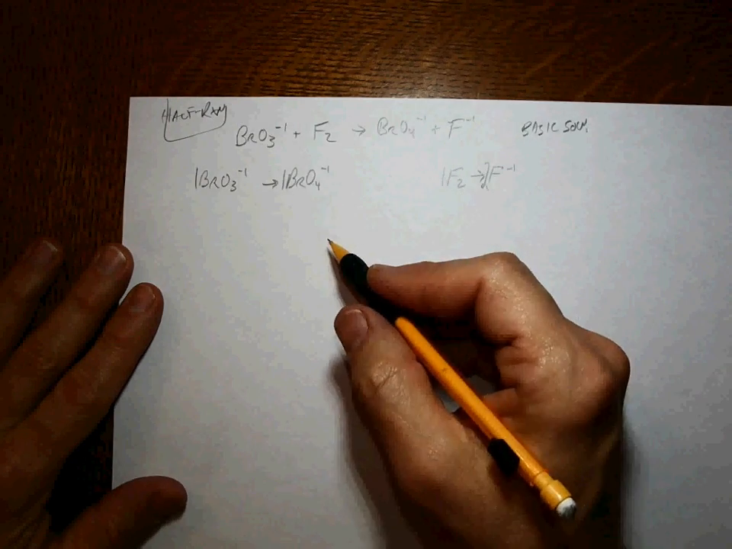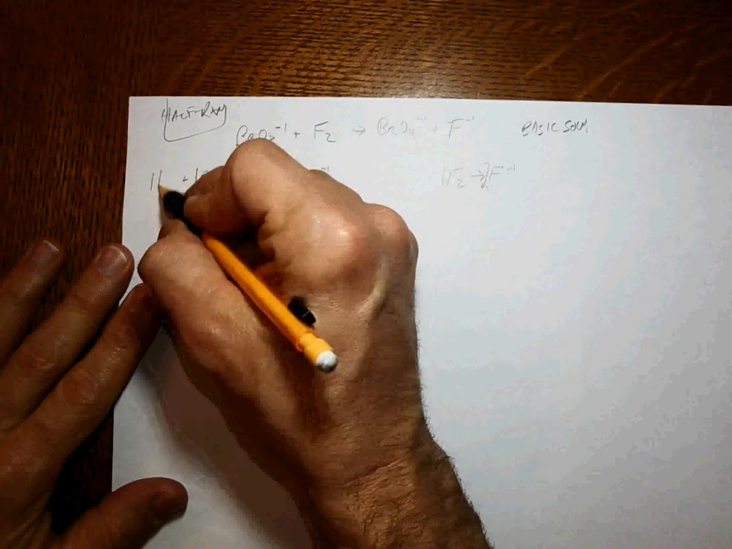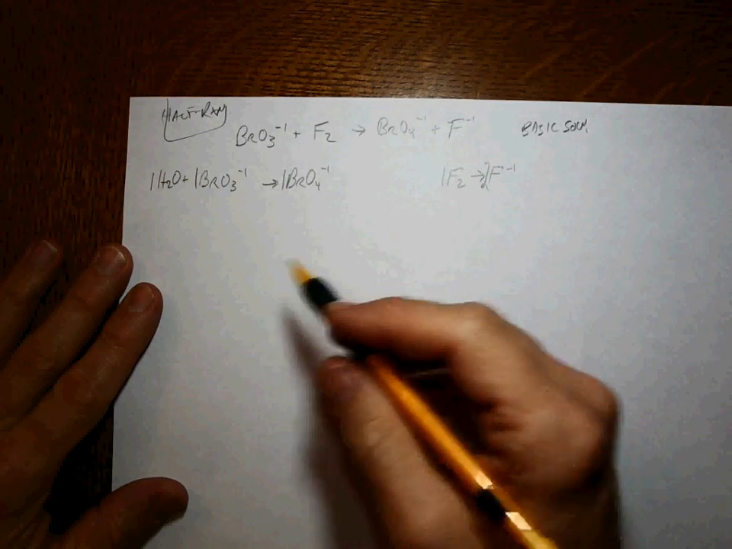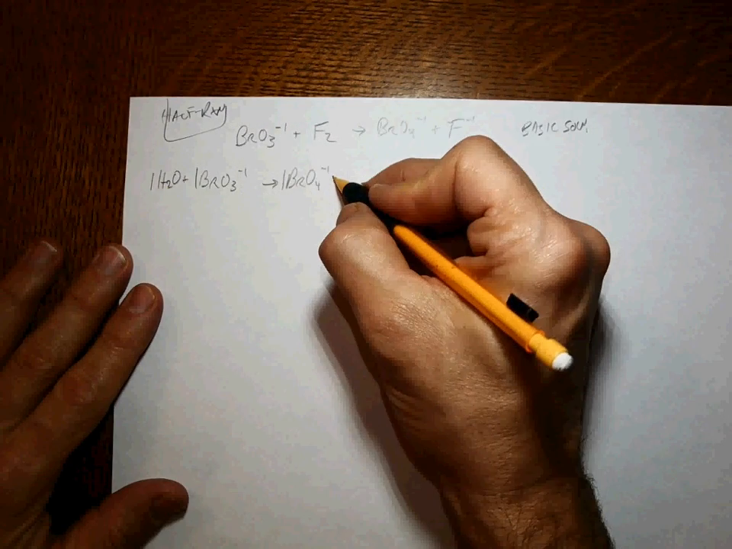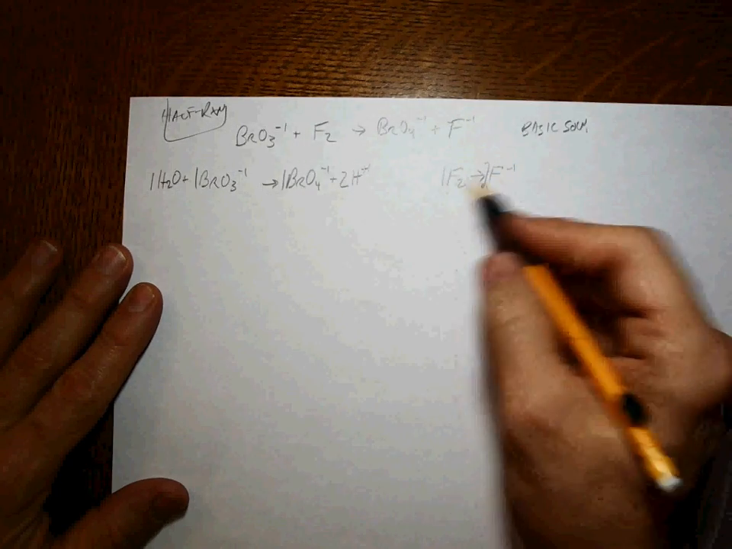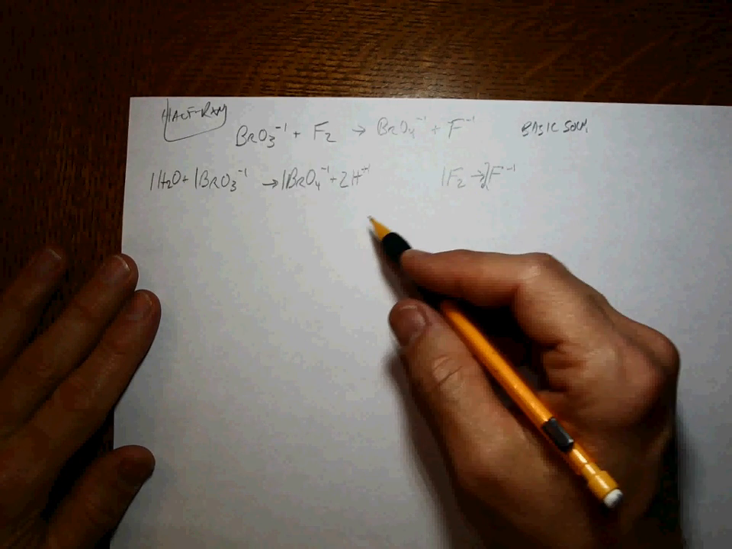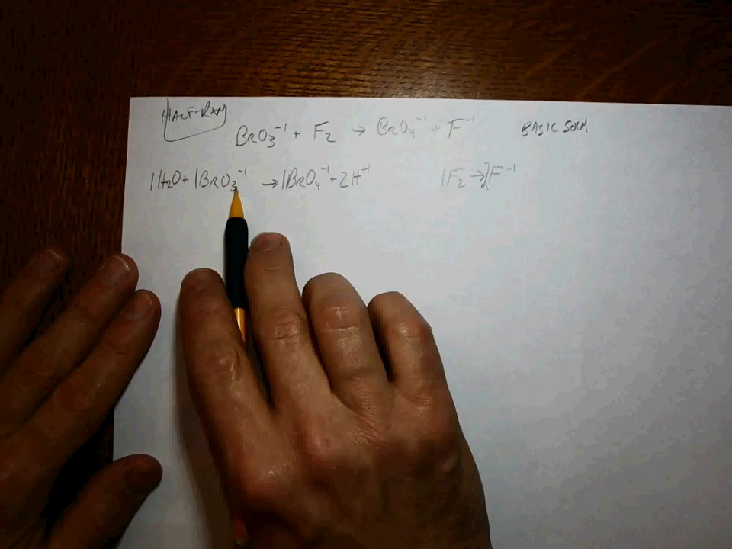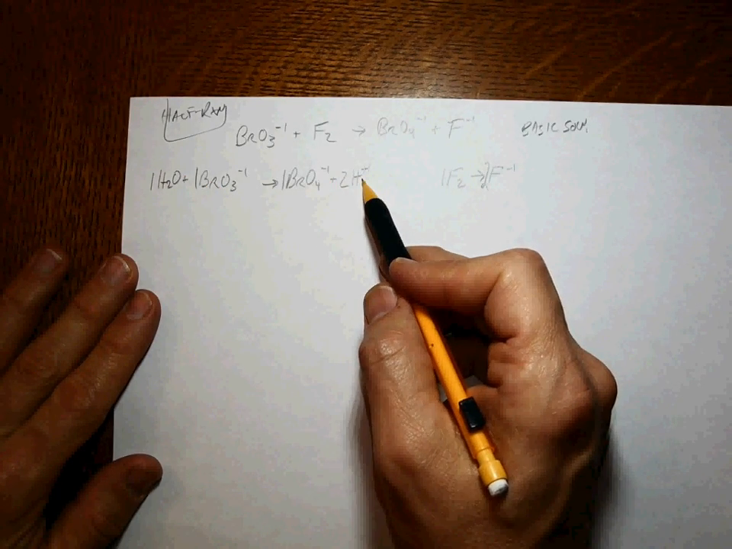Then we add H2O to balance the oxygens. 1 H2O. None here. Then we add H plus to balance the hydrogens. We just added 2 hydrogens on the left, so we have to add 2 H pluses on the right. No hydrogens here. Then we add electrons to balance the charge. We've got a minus 1 here and a plus 1 here, right?